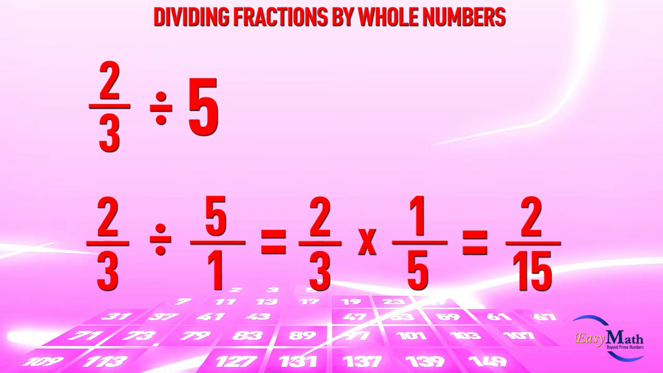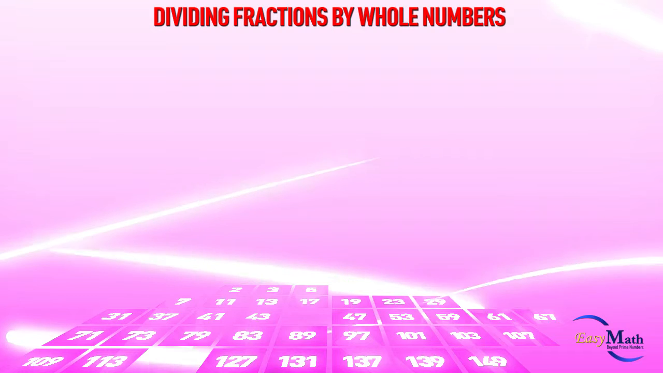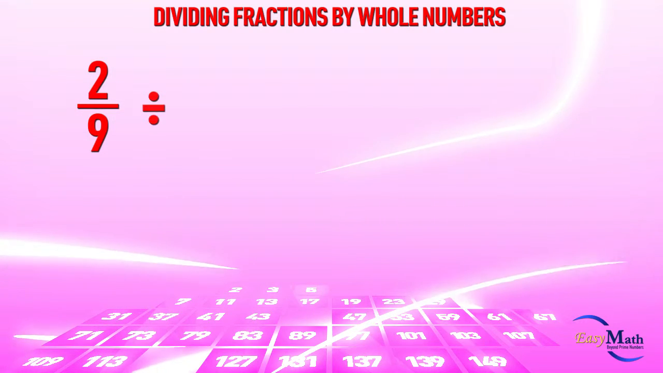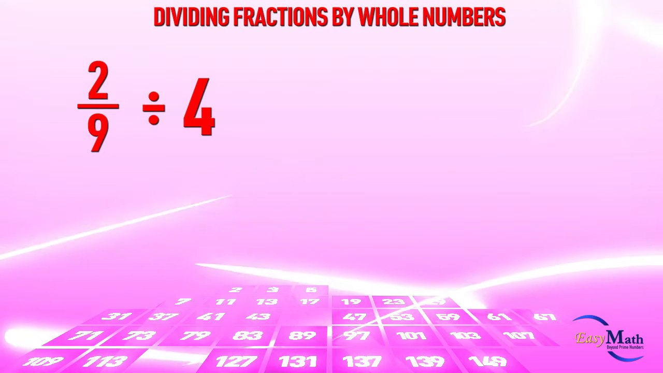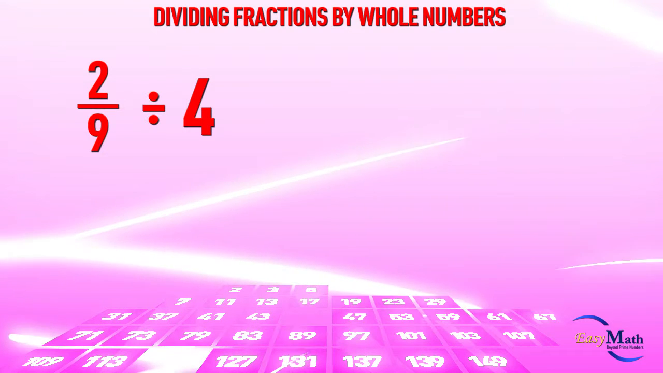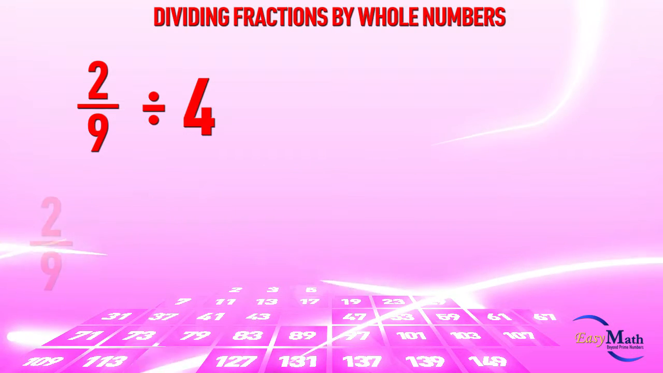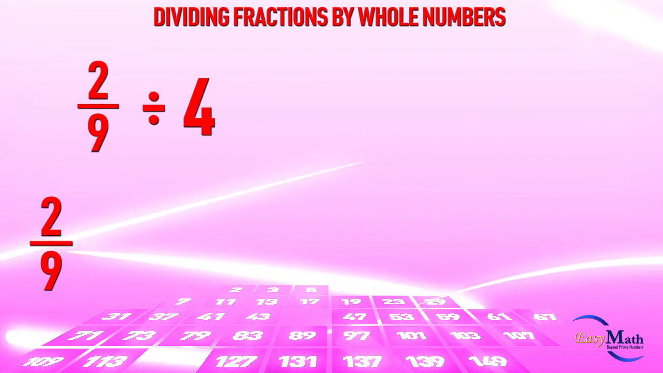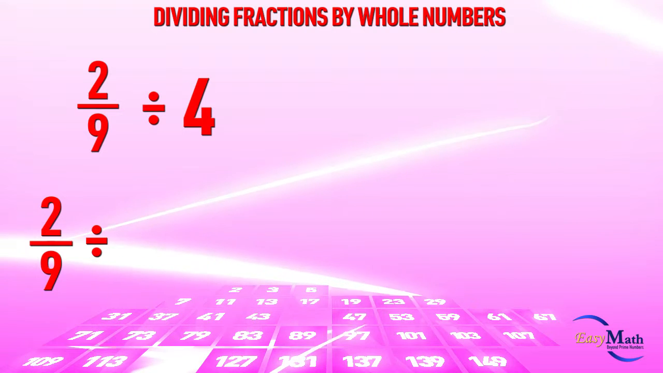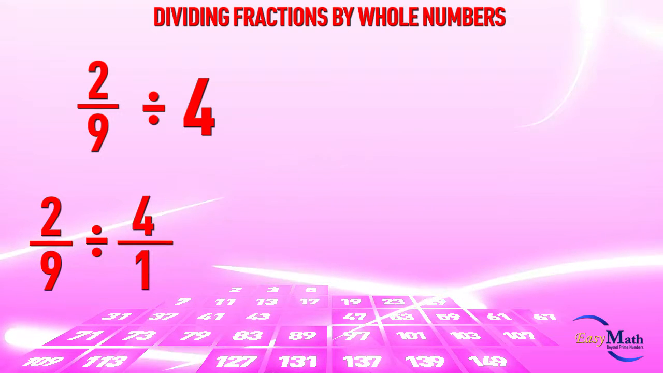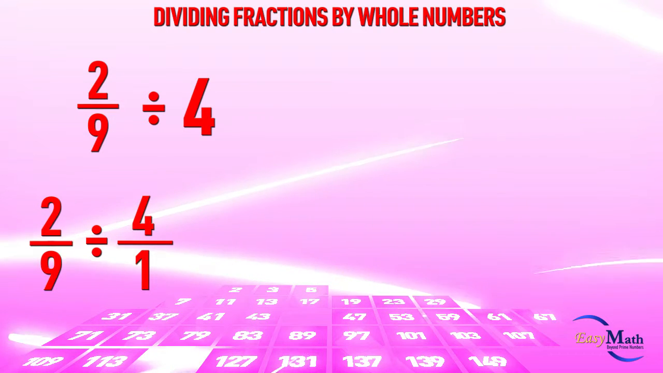For our final example, let's say we have a fraction like 2 over 9, and we want to divide that by 4. Again, it's a very simple process. Let's first turn everything into a fraction. So we have 2/9, and we're going to bring the division symbol over because we're not multiplying yet. And then we're going to turn this into an improper fraction, which is 4 over 1.